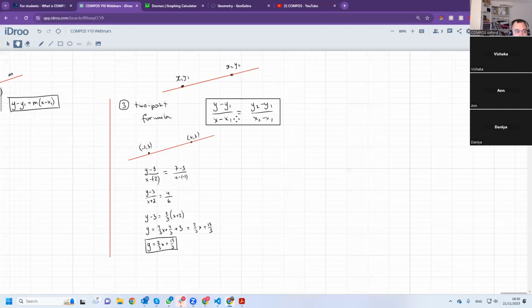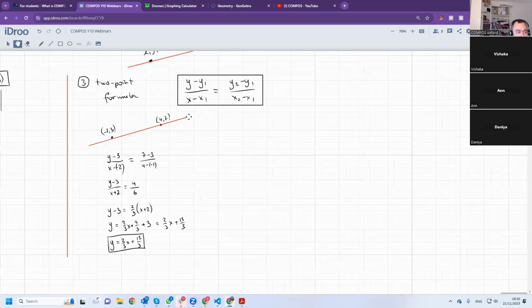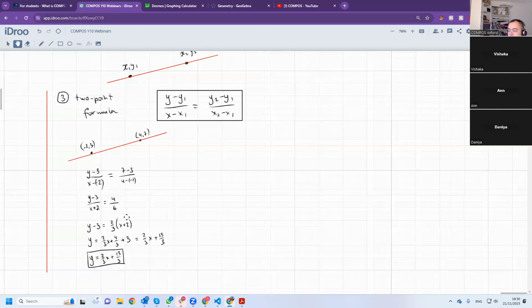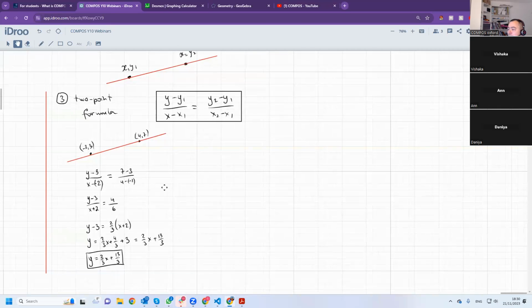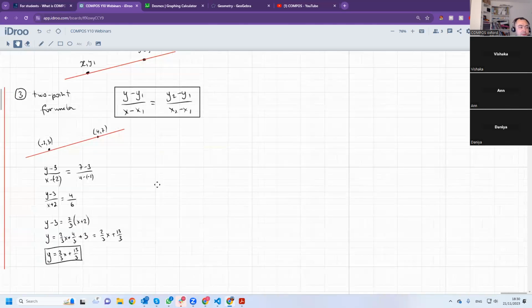Is everyone clear on how to use the third method, the 2-point formula? Do you understand? Also, on a scale of 0 to 10, please, now. 10, I understand completely. 0, I don't. Would you like me to do another example? Yes or no? Please let me know. Another example on the 2-point formula.